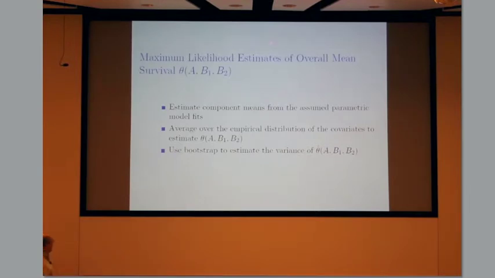The maximum likelihood estimates of the overall mean. We estimated the component means from the assumed parametric models. Remember that the parametric models were determined by doing the goodness of fit and taking the model for each transition time that fit the data best. And then averaging over the empirical distributions of the covariates. So every one of these model fits depended on the patient covariates, and after we got that fit, they were functions of covariates. We averaged over covariates to get a population mean. And then to get an estimated variability, we used the bootstrap.